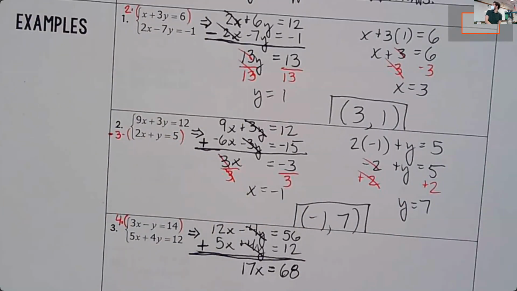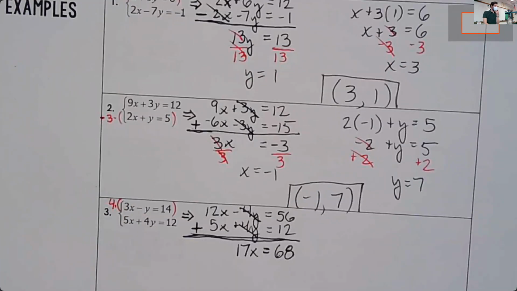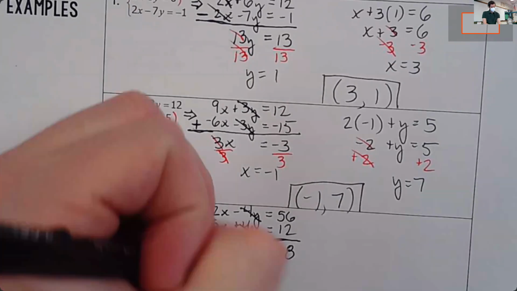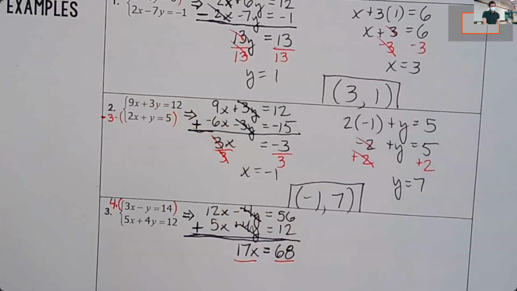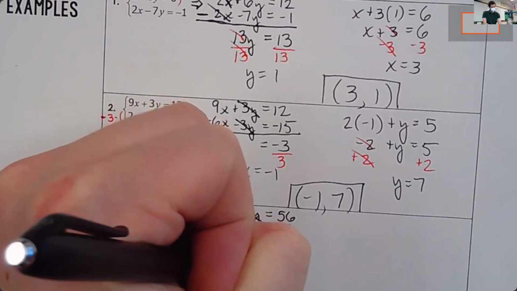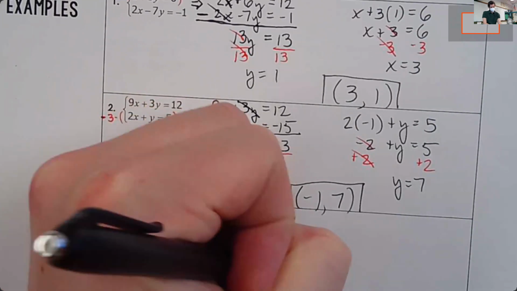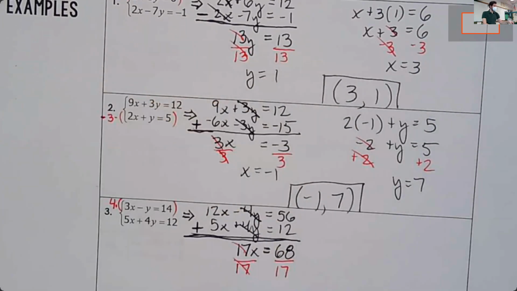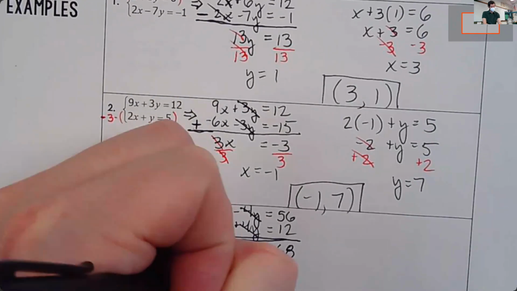So we're looking at 17x equals 68. We'll divide both sides by 17. And 68 divided by 17 is a whole number. It's 4. So x equals 4.